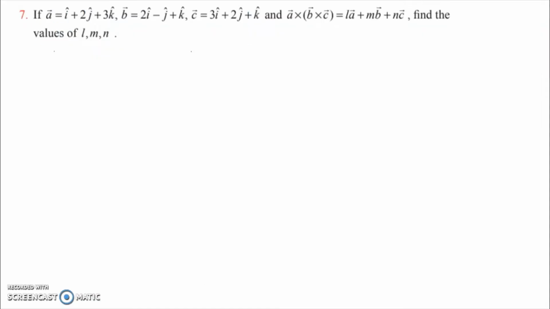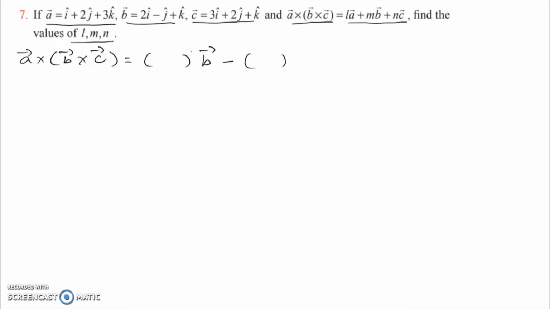Here we are given vector A, vector B, vector C and the vector triple product A cross B cross C is equal to L into vector A plus M into vector B plus N into vector C. Then find the values of L, M and N. So we need to first find the vector triple product. This can be defined as minus (A dot C) and (A dot product with B).